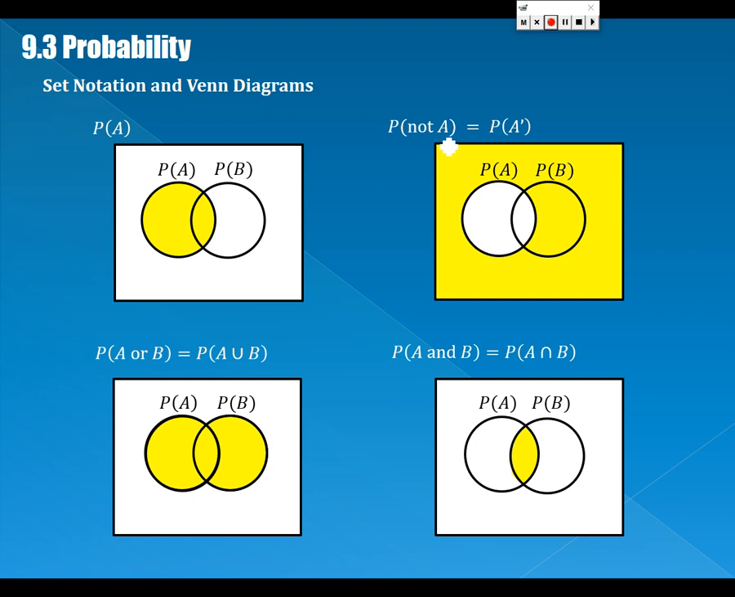Not A is sometimes written like that, or this, or A^C, like the complement of A. Lots of different ways. What's the favorite way in AP Stat? This way? Okay, whatever. You see A prime, and there are lots of other ways too.